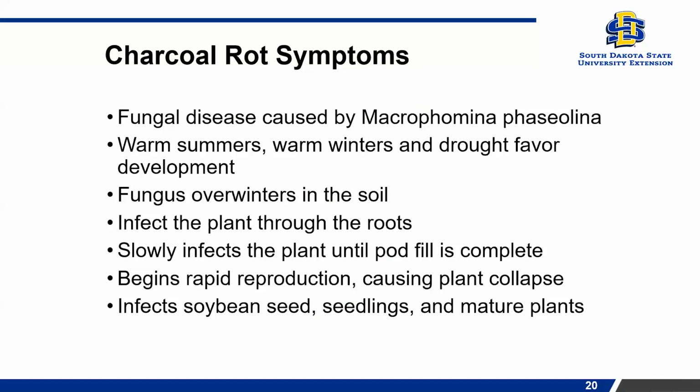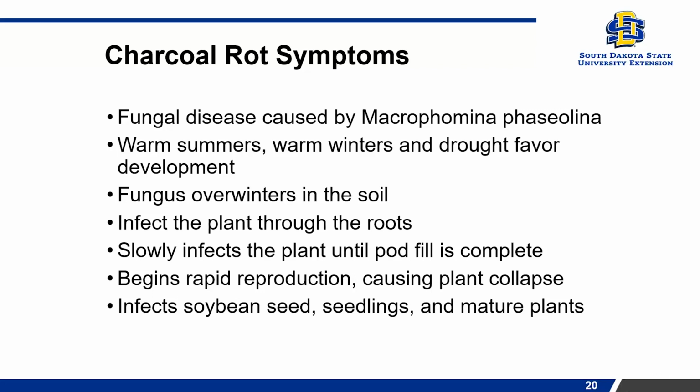So the symptoms, which you can see in that diagram: this disease, again, is a fungal disease. It is favored by warm summers, warm winters, and drought. So the last few years have been very favorable for disease development. The fungus, again, overwinters in the soil. It infects the plant through the roots at a very early point in the life cycle.